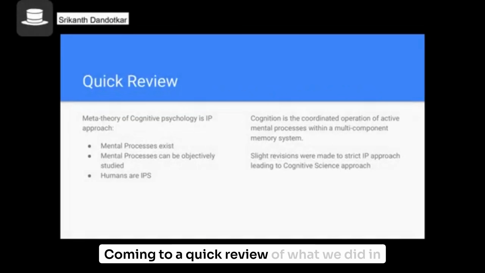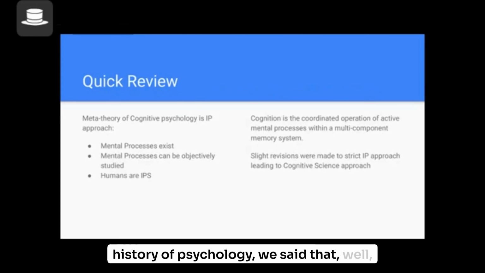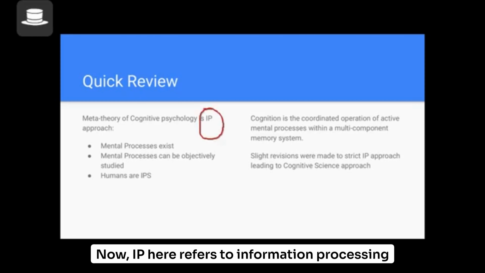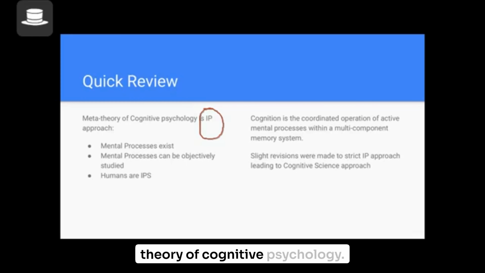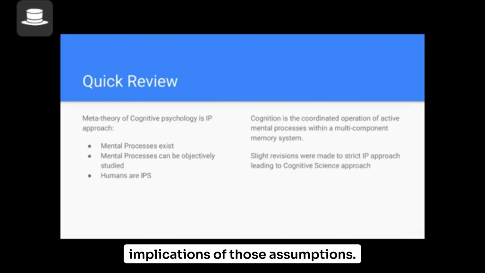Coming to a quick review of what we did in the last unit when we talked about the history of psychology, we said that the most current perspective is cognitive psychology, and the approach it adopts is called the IP approach. IP here refers to information processing approach. We said that the IP approach is the meta theory of cognitive psychology. A meta theory is the basic set of assumptions for any scientific field where we don't ask questions about those assumptions, but we examine the implications of those assumptions.